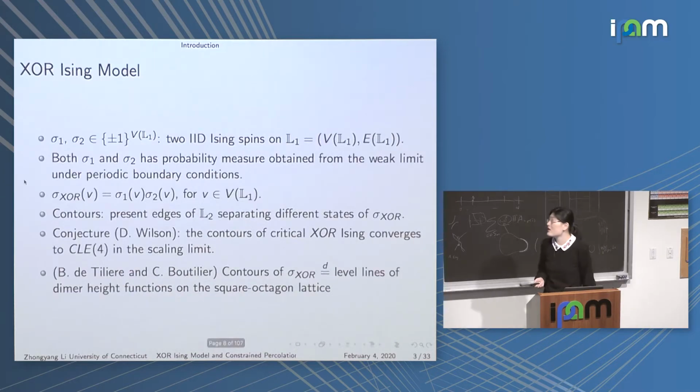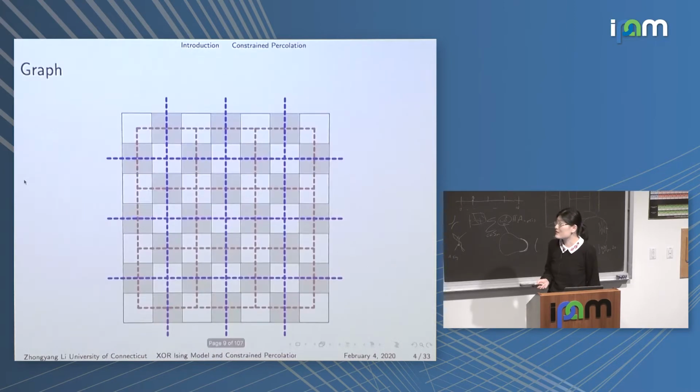Okay, so in order to answer these questions, we are going to introduce a more general model, which is called the constraint percolation model. Those are percolation models on the graph Z2. The graph is just the regular two-dimensional square grid, and we will color the faces black and white such that faces of different color share an edge, and faces of the same color cannot share an edge.